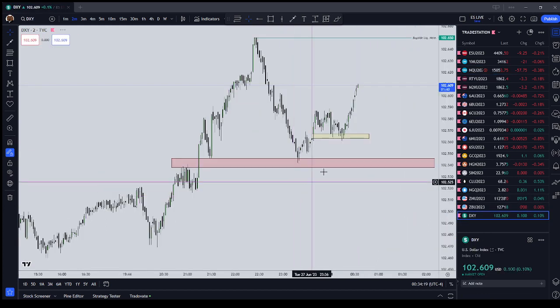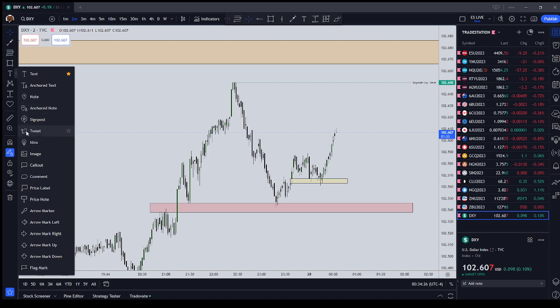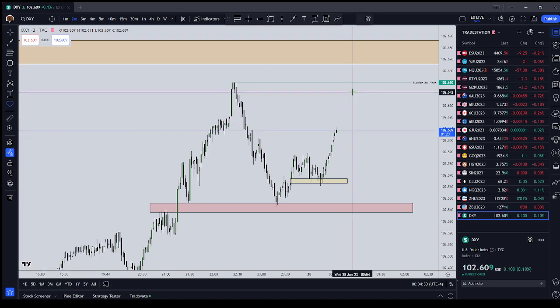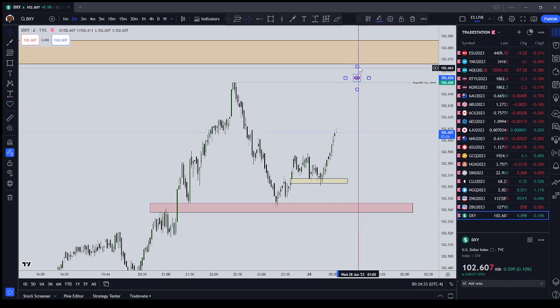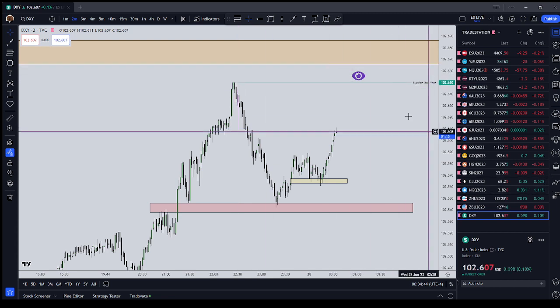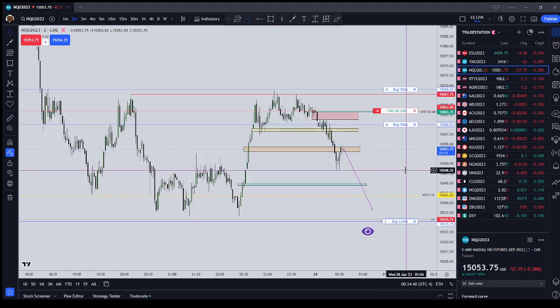Dollar index. Beautiful, beautiful action here on the dollar. Really, really liking the action I'm seeing on the dollar. Put an eye. The eye of Ra is going to go right there. There's the eye of Ra. He's looking at you. He's dancing. He's looking at you. There's the eye of Ra. Love to see that on the dollar index. Really would love to see more of that.